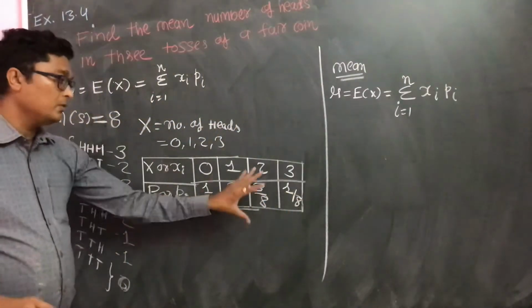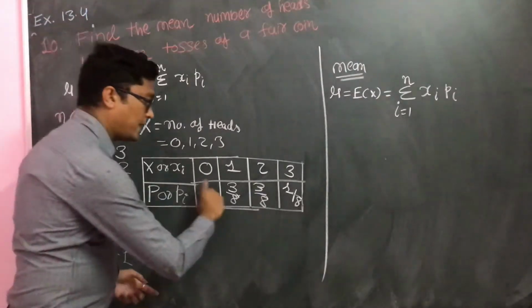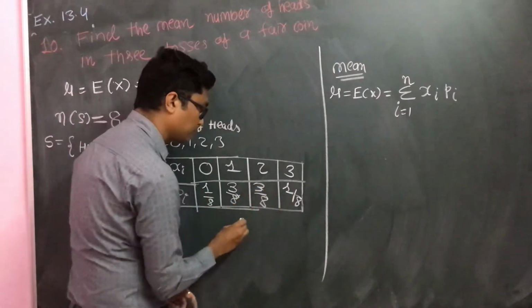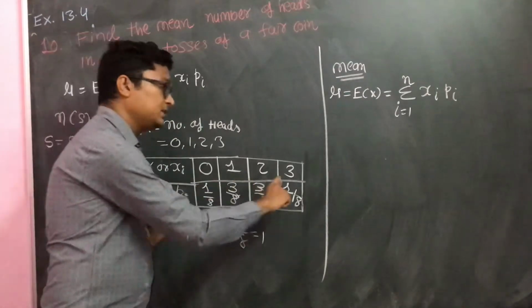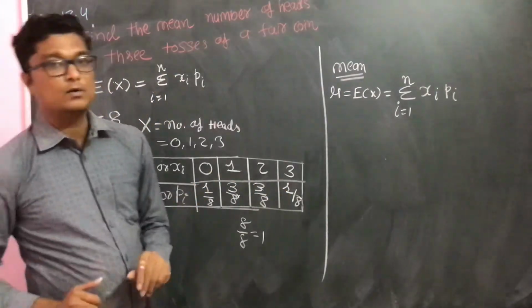Now you have to verify this. To verify, what will you do? You add all of these: 1 plus 3 is 4, 4 plus 3 is 7, 7 plus 1 is 8, 8 by 8 is 1. That means whatever I have done so far is all correct, right? Now it's time to find out the mean.